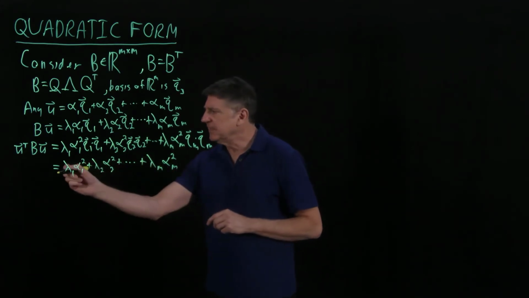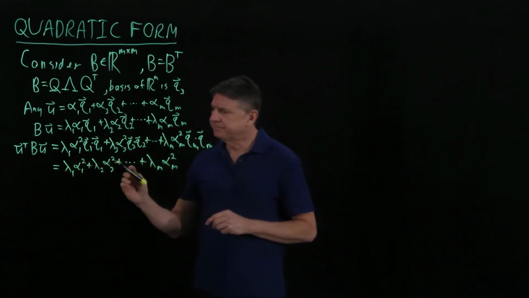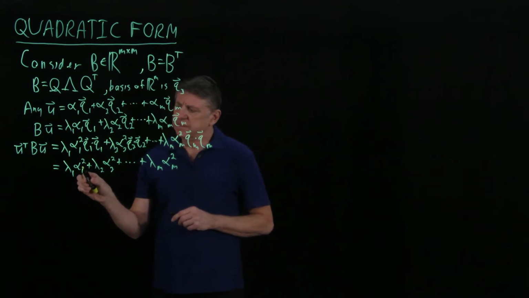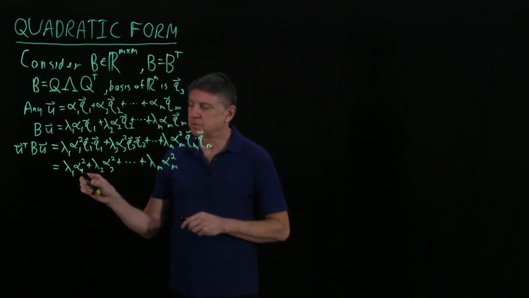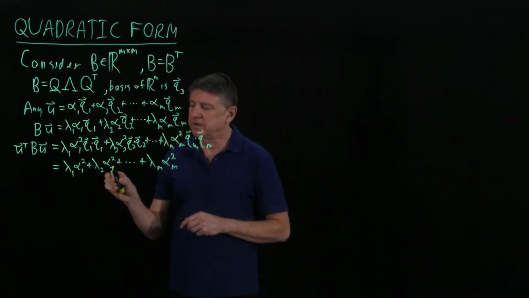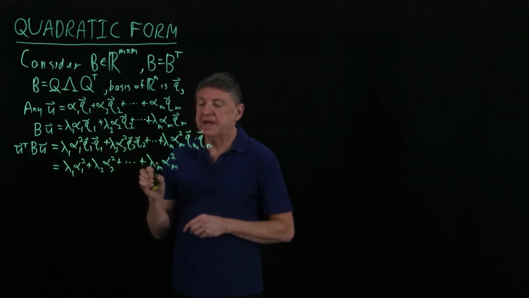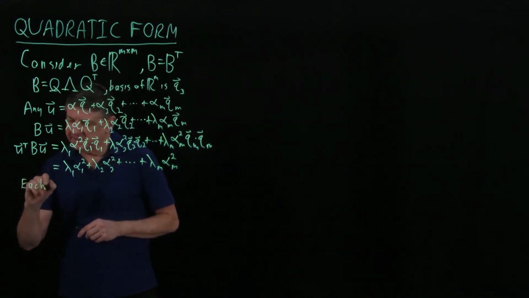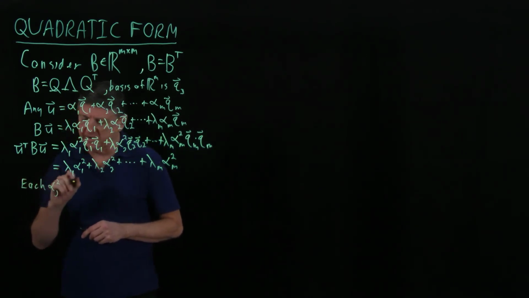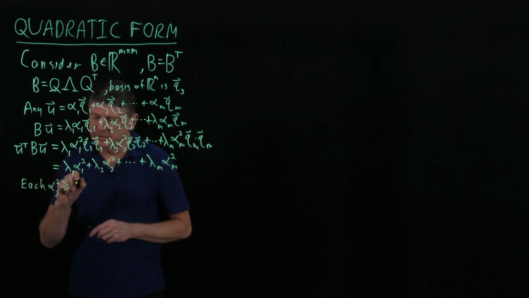Now, let's take a look at this sum carefully. Alpha 1 squared has to be greater than or equal to 0. Alpha 2 squared has to be greater than or equal to 0, and so on. So each alpha j squared has to be greater than or equal to 0.